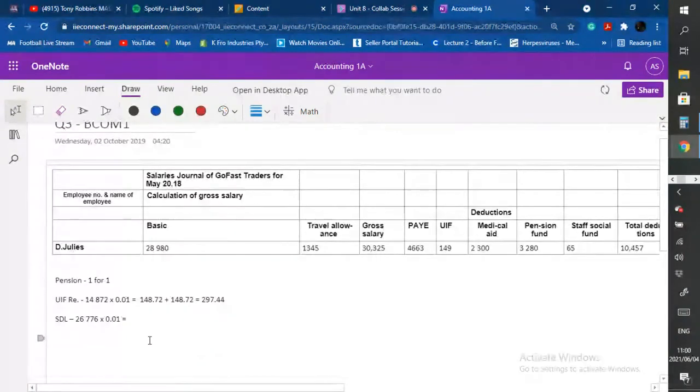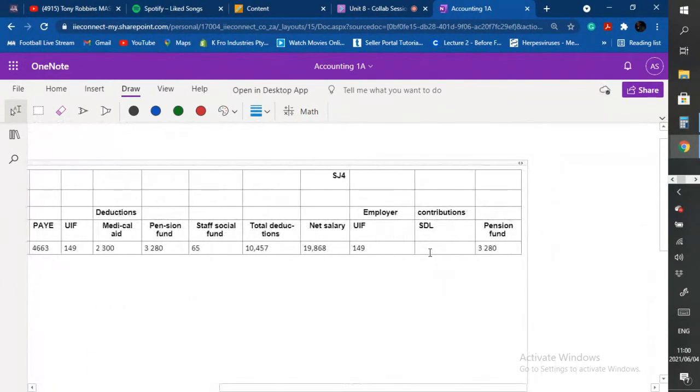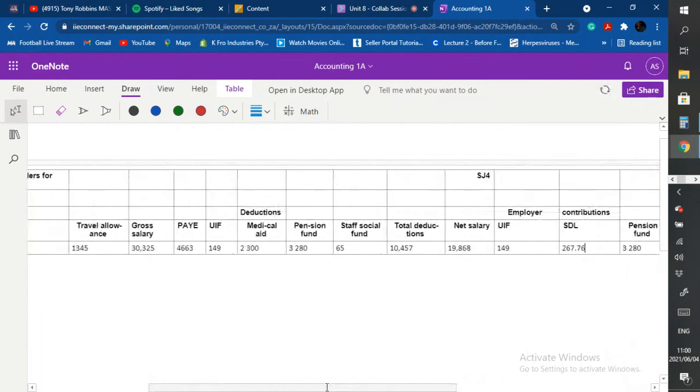So that should give you 267.76. Okay. Y'all can just double check that. If I'm wrong, please let me know. Okay, done. So this, can you see, is how we do the salaries journal.